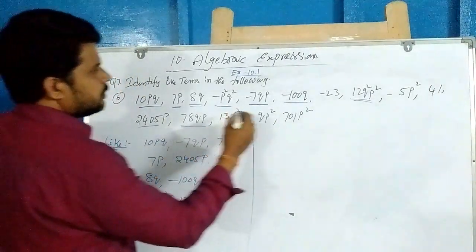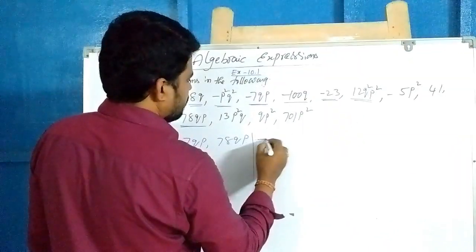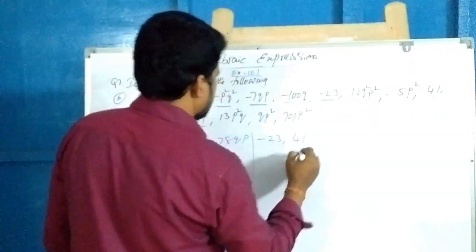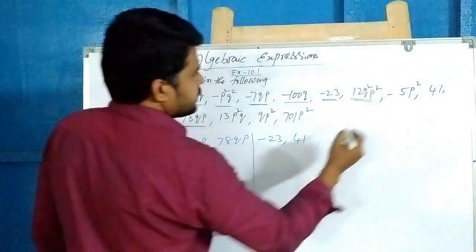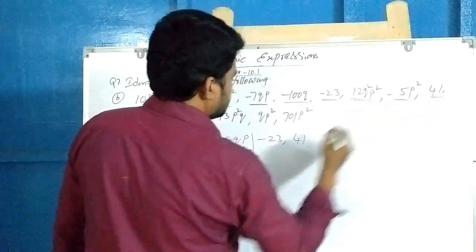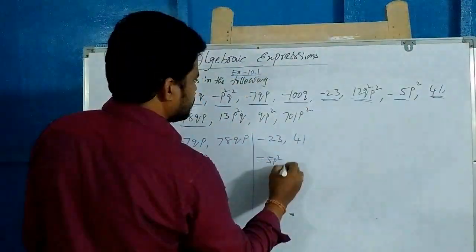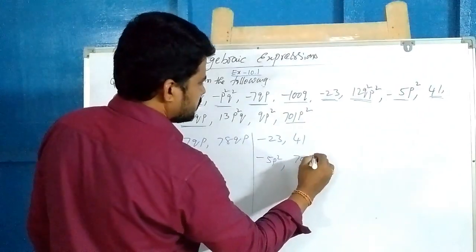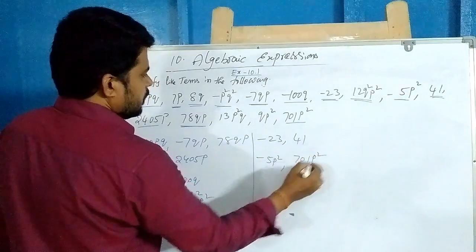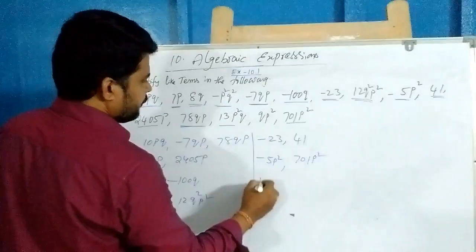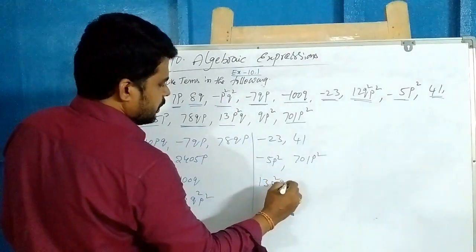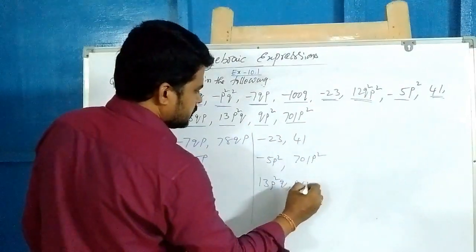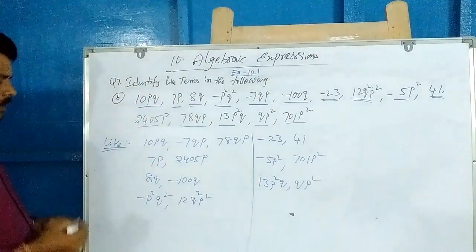Next, what is the next one? Single numbers, that is, constant values 23 and 41. Next, P square values: minus 5P square, only P square. So this is 701 P square. Next, P square cube, 13 P square cube. Q P square, P square cube, Q P square, both are same. So these two are like terms.